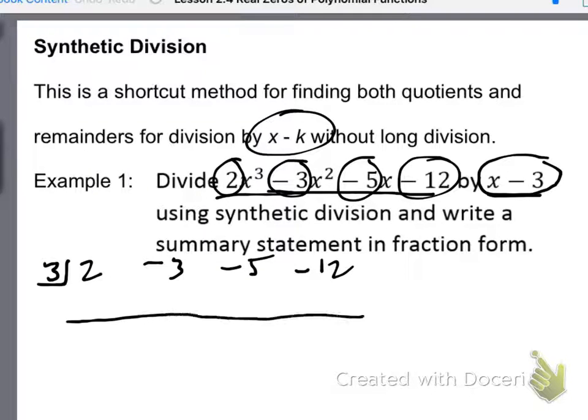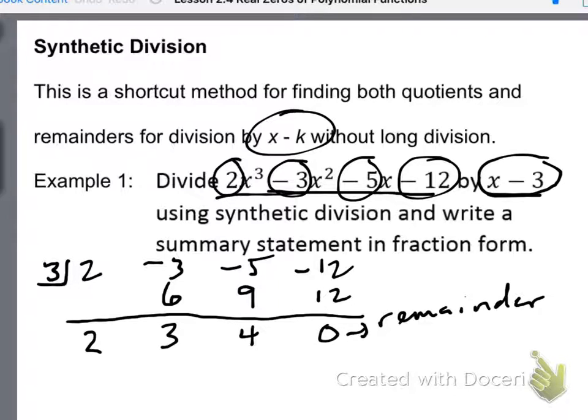You skip a line, then you draw a straight line, and now what you want to do is bring down the 2. Then you take that 2 that you brought down and multiply by the 3 in the box. So 2 times 3 is 6. That now goes under the negative 3, and then you add down the columns. So negative 3 plus 6 is 3. Now I take this 3 that I got and multiply by the 3 in the box and I get 9. Negative 5 plus 9 is 4. 4 times 3 is 12. Negative 12 plus 12 is 0. So here's what that means. The 0 is the remainder. So we don't have to worry about writing a fraction at the end of our answer.